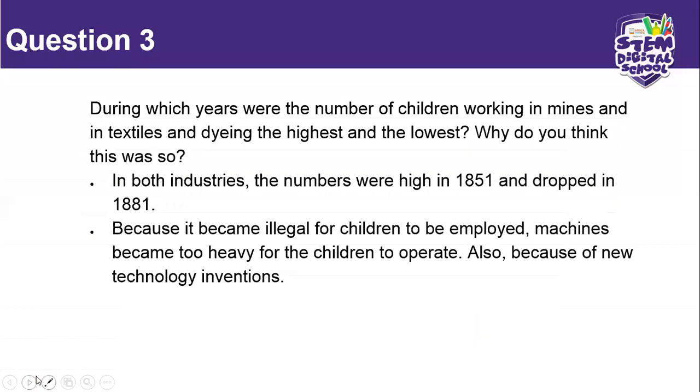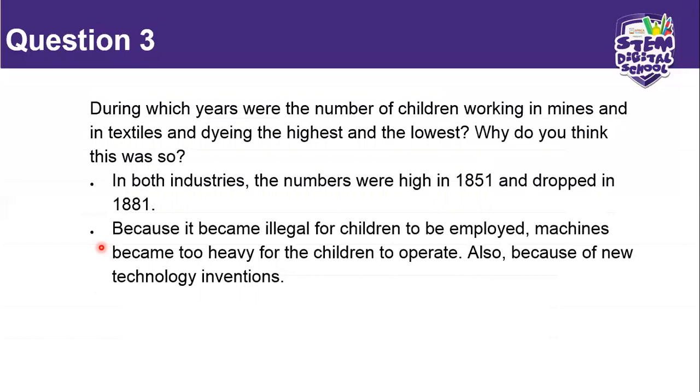What was the reason behind this? What was the reason behind the answer that you got here? Why did it drop in 1881? But in 1851, there were more kids working. It's because it became illegal for children to be employed. Also, machines became too heavy for the children to operate. And also because of new technology inventions. Remember, by 1881, new technology was being invented.